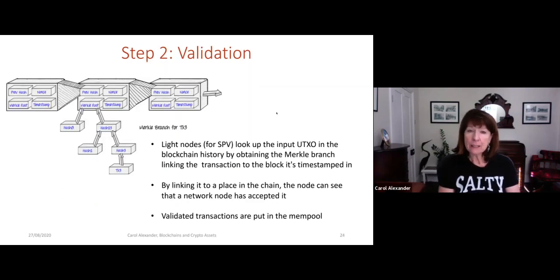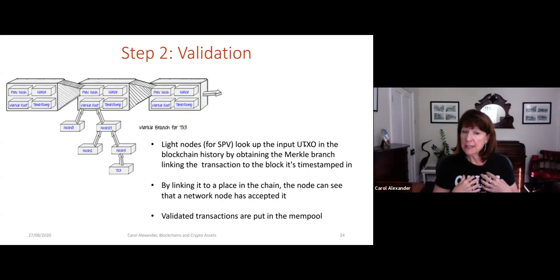Okay, now the validation. And this diagram here shows just one, these are the block headers, okay? And doesn't show the entire block. It just shows what's called the Merkle branch for a particular transaction. So in the validation, the light nodes will look up the input UTXO in the blockchain history, because when I'm sending it now, it hasn't been built into a block, it hasn't been confirmed, but when I got it, it was confirmed, it was in a block.